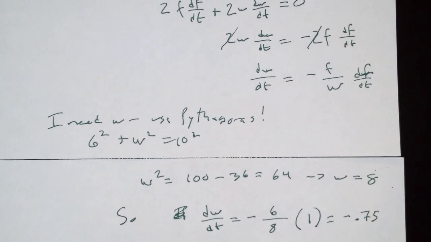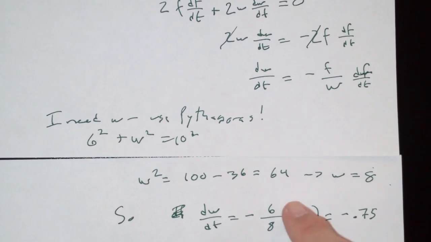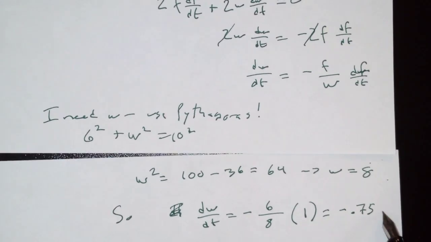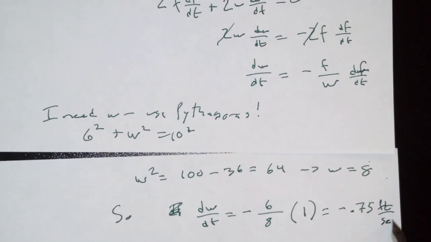What are the units on this number? Because here I have feet for 6, feet for 8, and feet per second for dF/dt. So this must also be in feet per second.